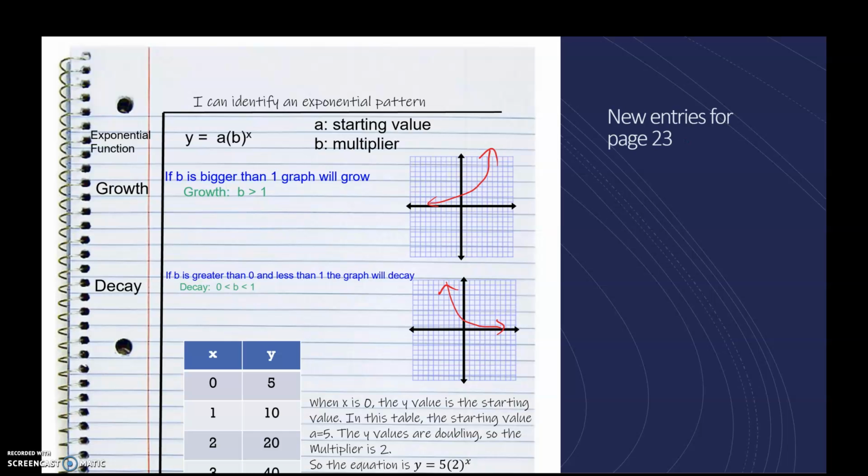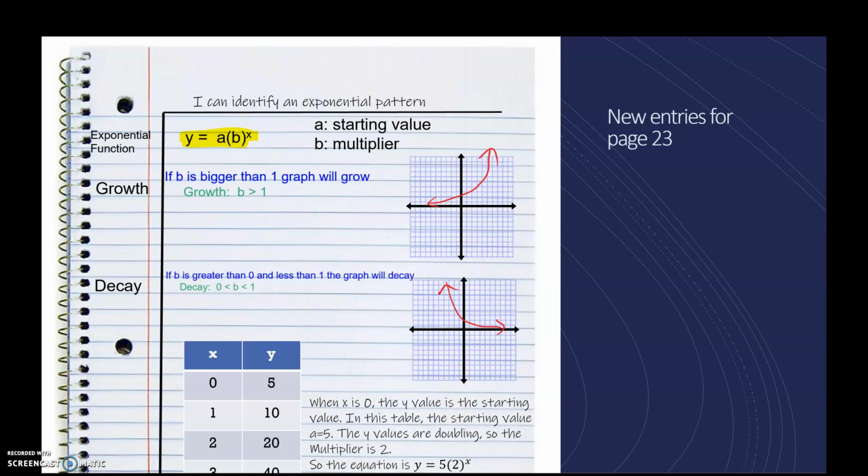All right, so you already kind of know some of this. The big deal here, guys, is we need to know about our equation. This is what we're going to be focusing on. And there are 2 parts to that equation, the letter A and the letter B. The A is our starting value, and the B is the multiplier. So now look, if the B is bigger than 1, then we're going to have what's called a growth, and you're going to have a graph that looks something like what you see on the right.